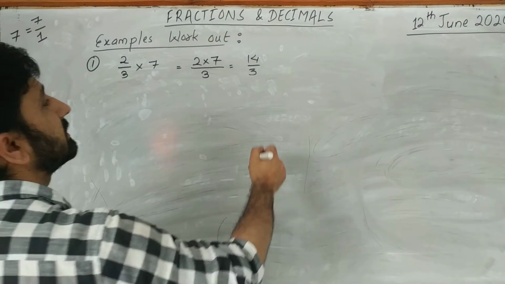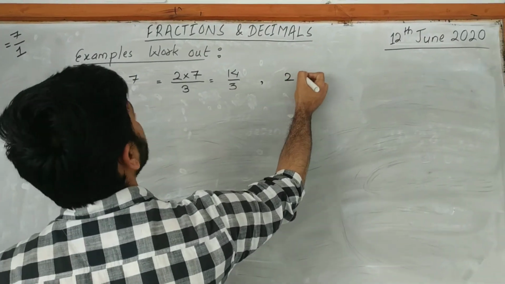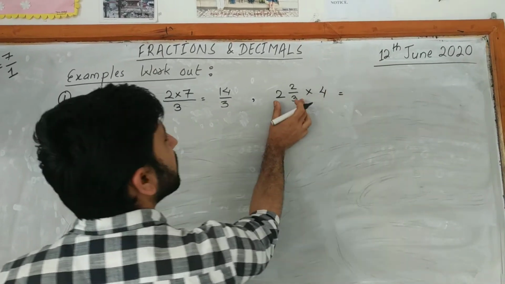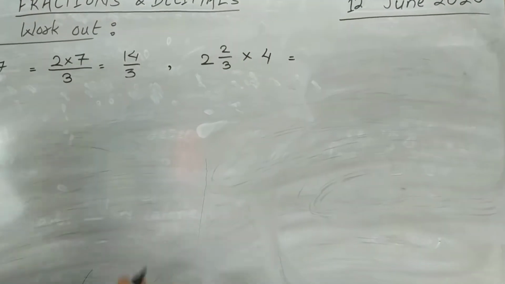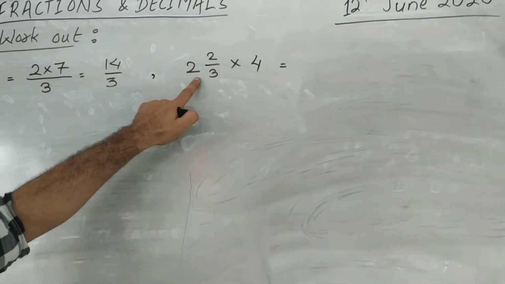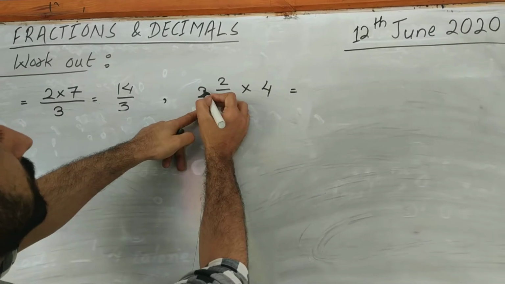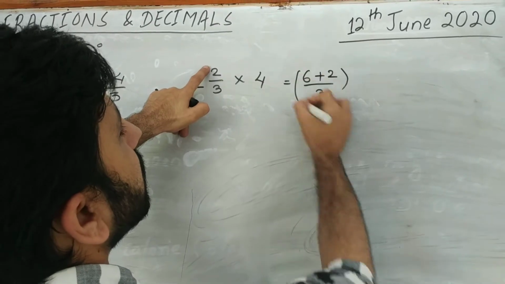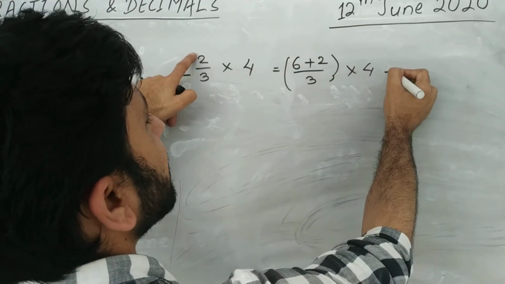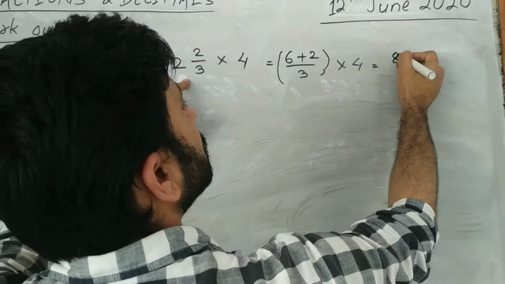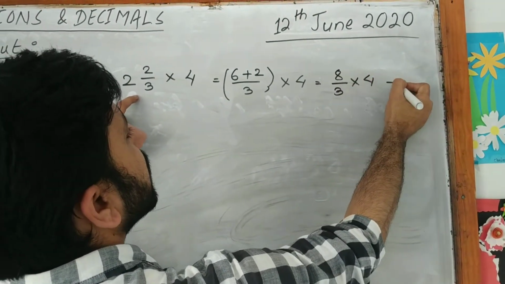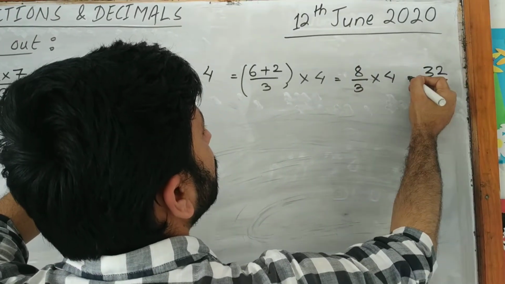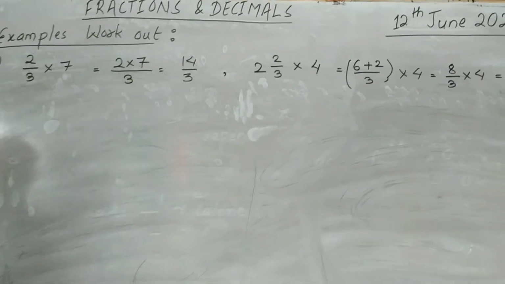If the same kind of example comes with a mixed number, 2 by 3 into 4, then what we can do is first convert. I guess now you know how to convert these mixed fractions into improper fractions. 2 into 3, 6, and we add this plus 2, divided by 3. Before we multiply, we just convert the mixed fractions into improper fractions. Now we can multiply numerator by numerator. 8 4s are 32 divided by 3. Okay, now this is simple multiplication.